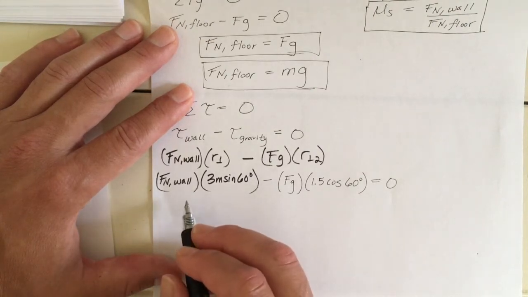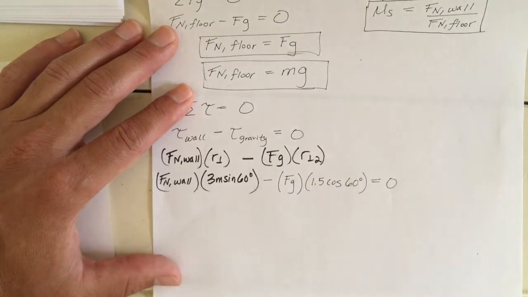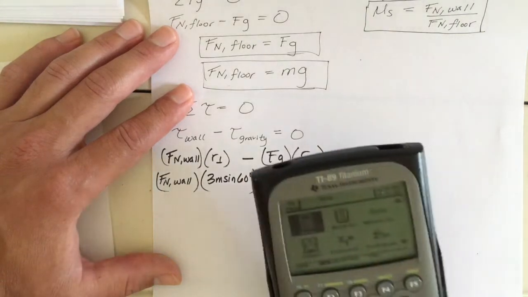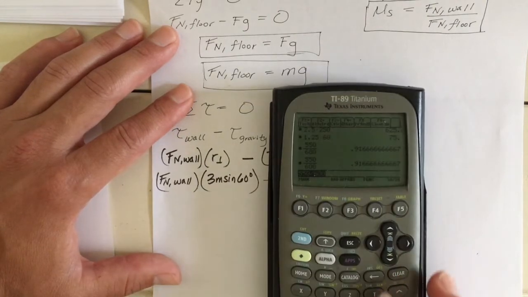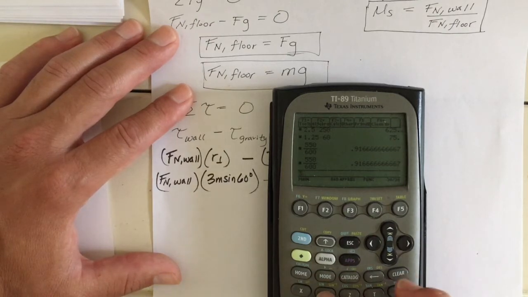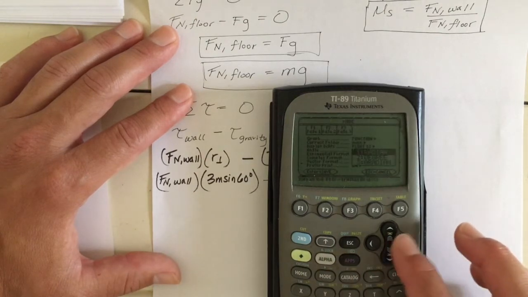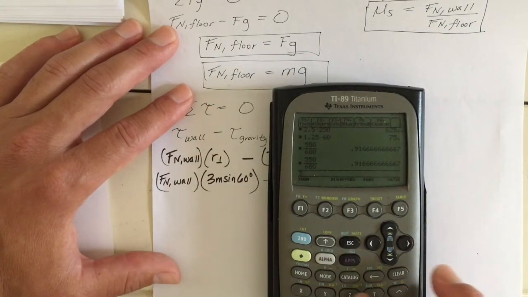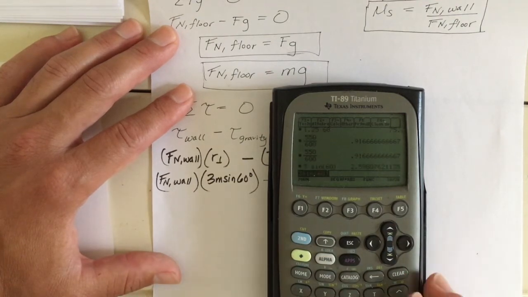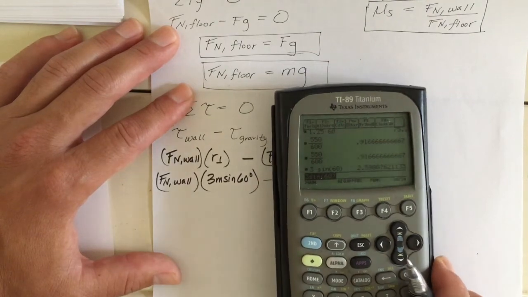So now we can say Fn wall is equal to 3 sine 60. Cosine of 60 is 1/2, and sine 60 is 0.866. So 3, and I hope I'm in, nope, I'm in radians. Dang. Let me switch that real quick to degrees. All right, 3 sine 60 is about 2.60.